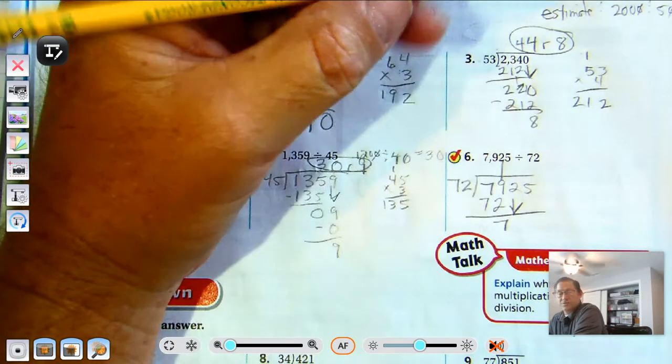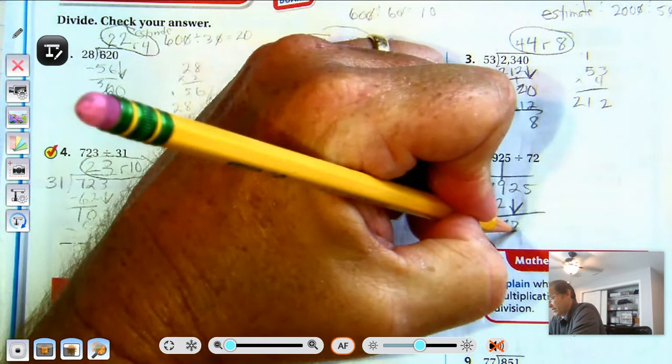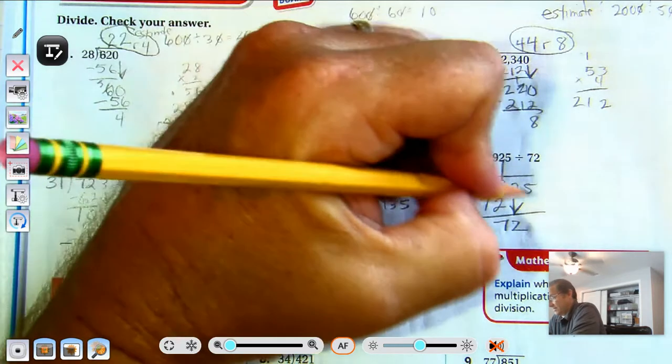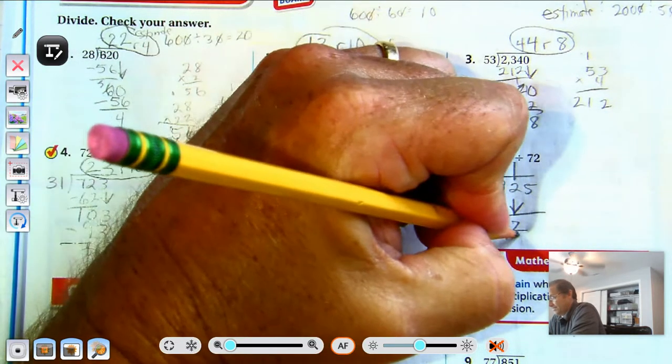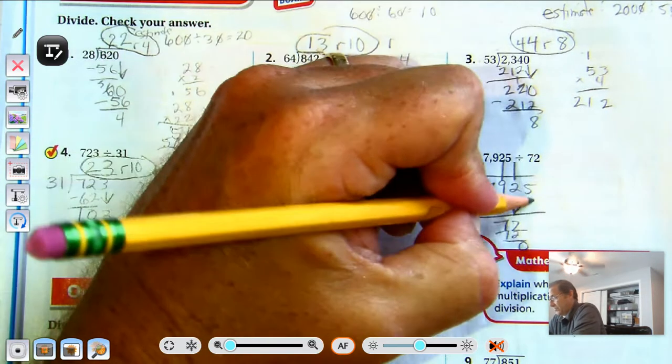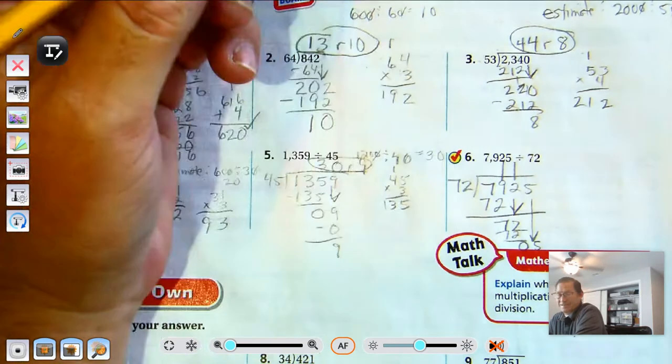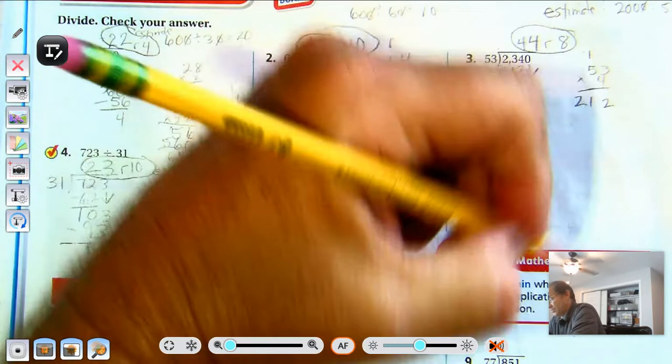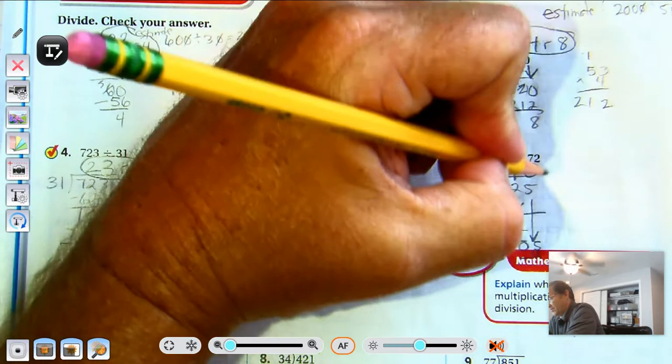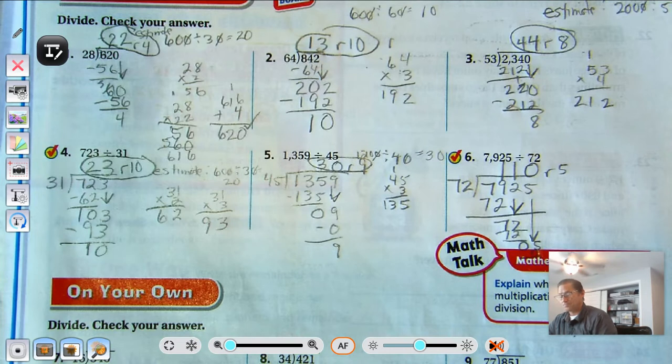7 hundreds, let's trade those for 70 tens, bring down the 2 tens we already have. 72 divided by 72 is 1. Subtract, we're left with 0. Bring down the 5 ones. That can't be shared, so we have a remainder of 5.